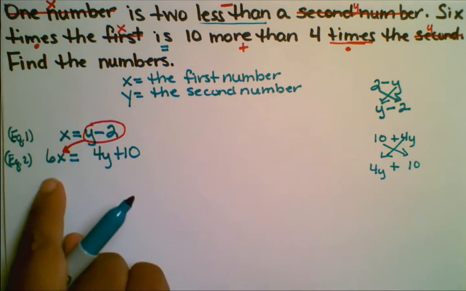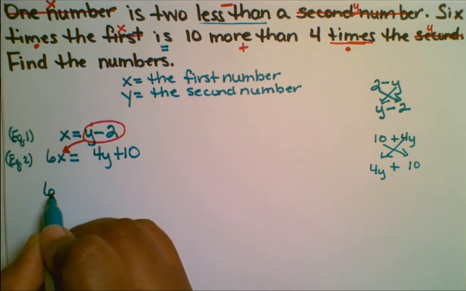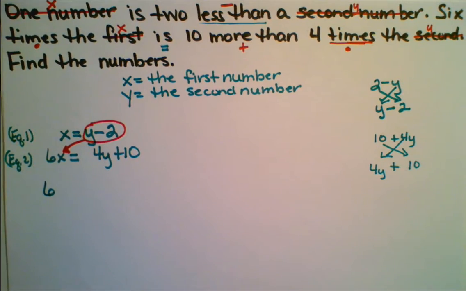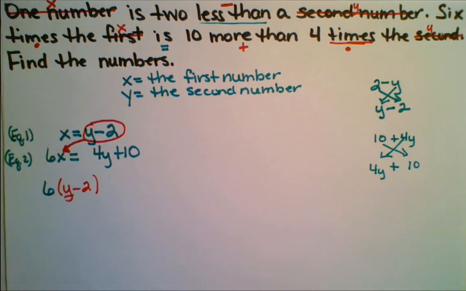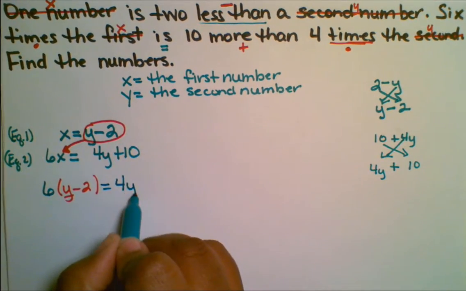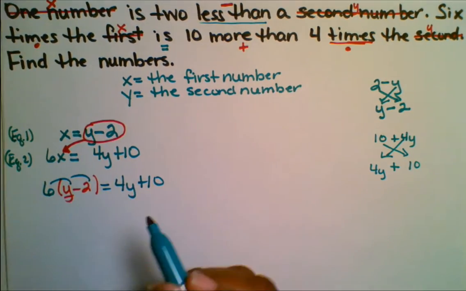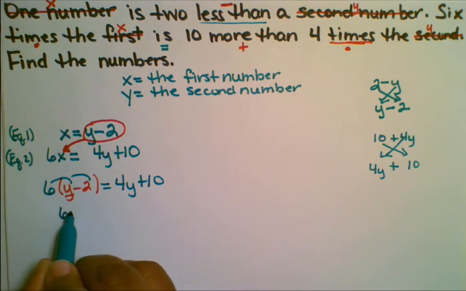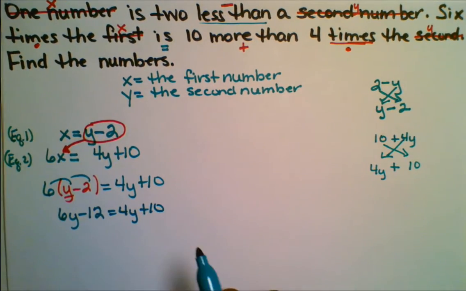So let's write the second equation. 6 times, where I see x, we're going to plug in y minus 2. And then finish writing out the second equation, equals 4y plus 10. Let's distribute so we can solve for y. We have 6y minus 12 is equal to 4y plus 10.